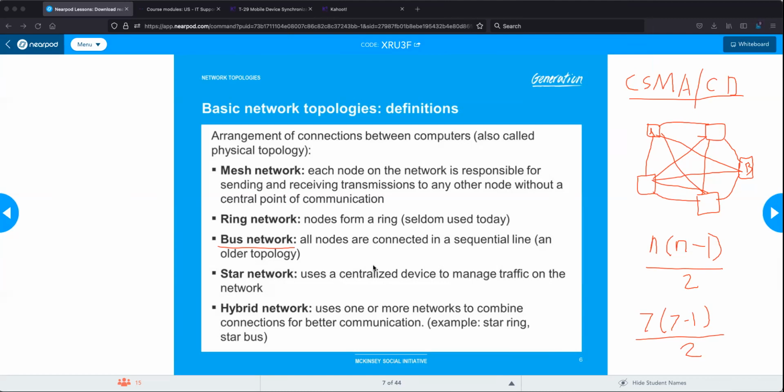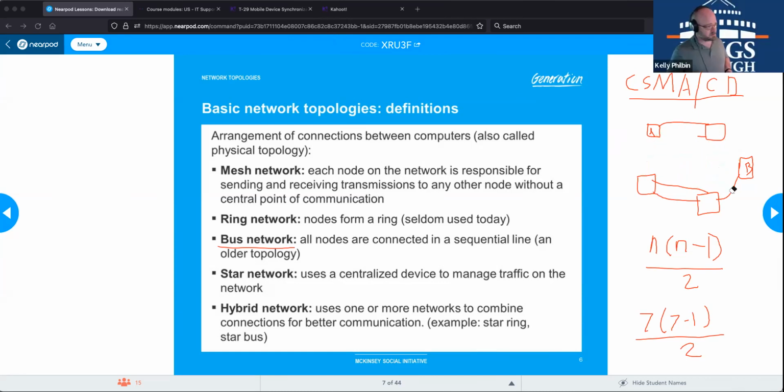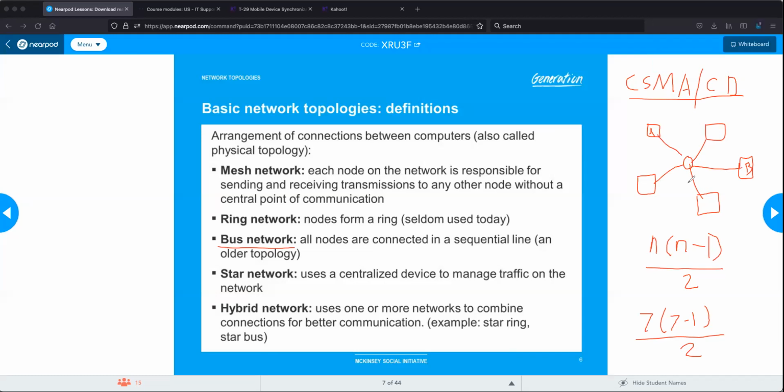Yes, for the star, you said it used a centralized device. I'm sorry, I stepped away when you explained that. Is it like a hub or switches that use it with the star? Correct. With a star, you would have a centralized device, which would be a hub or a switch, and then every computer on that network would be connected to the star, that central device. Okay, thank you. So it looks like a star, essentially.